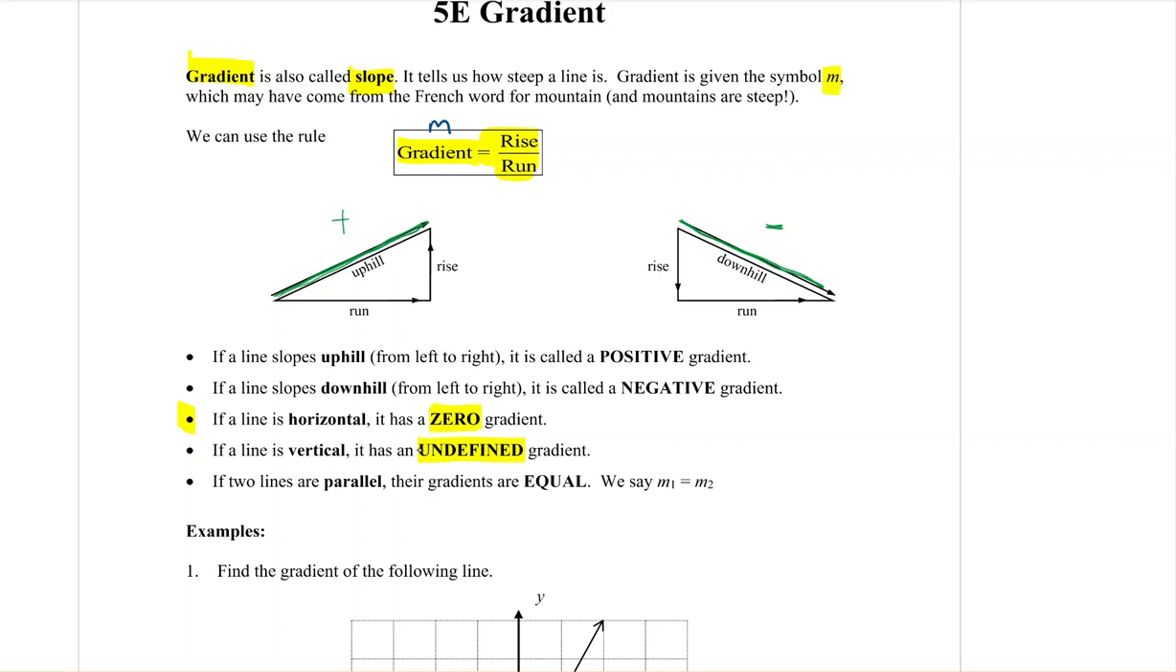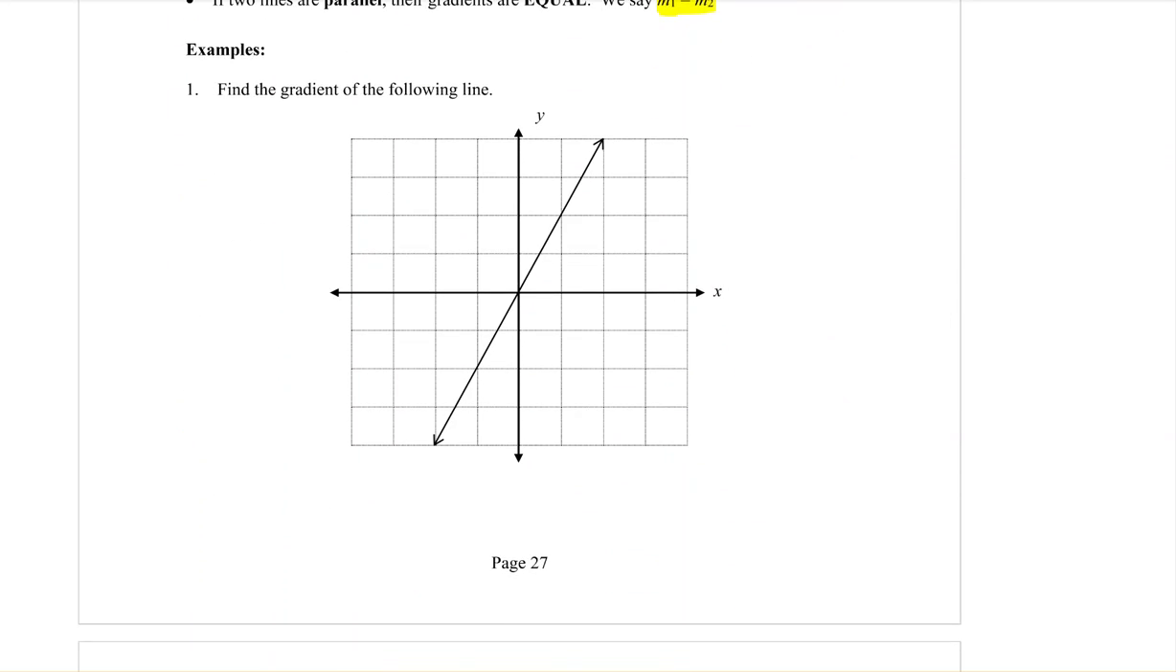If you try to type something with 0 in your denominator on your calculator, it says, nope, sorry, can't do that. So it's undefined. If two lines are parallel, then their gradients are equal. So that's the gradient of the first one is equal to the gradient of the second one. So that's why M1 equals M2. That's what parallel means.